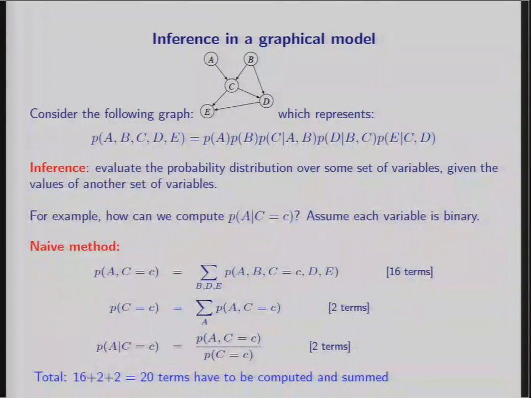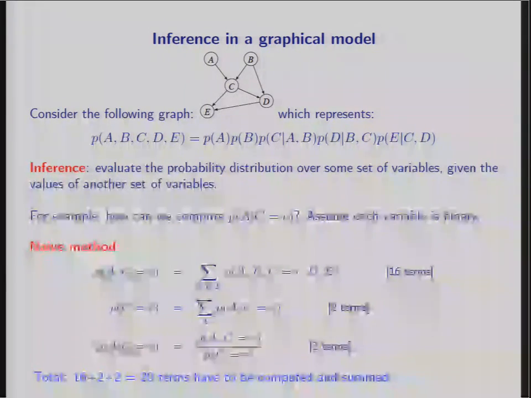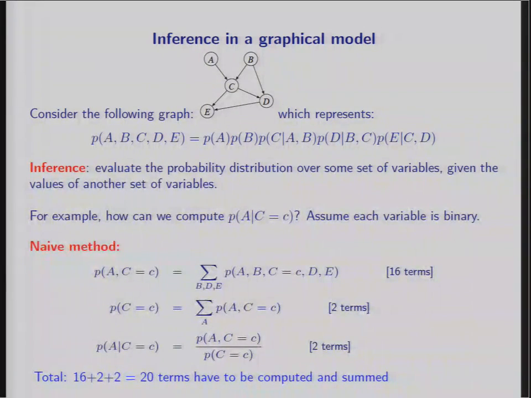Clearly, if I had 100 binary variables, this would be a really bad idea, right? Why? Right, because 100 binary variables have 2 to the 100 possible states that you'd have to sum over. But we know something about this joint distribution. We know that it factors in a particular way.